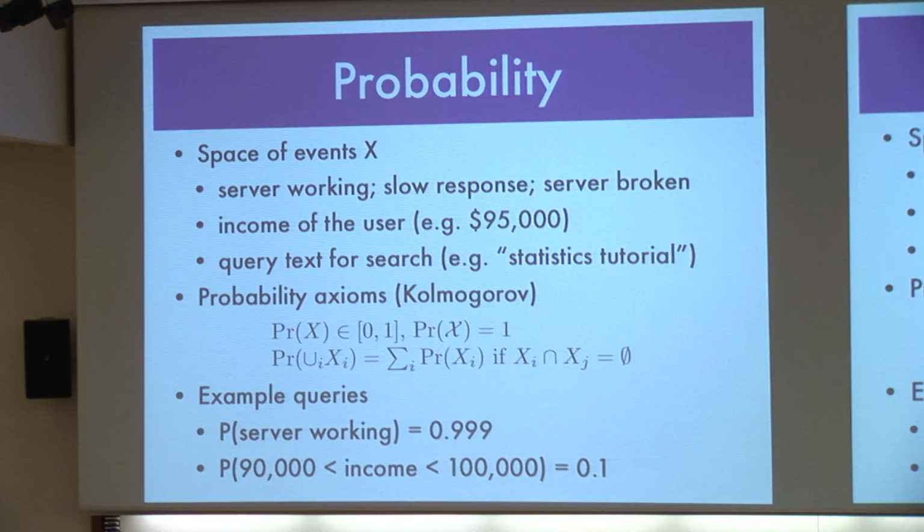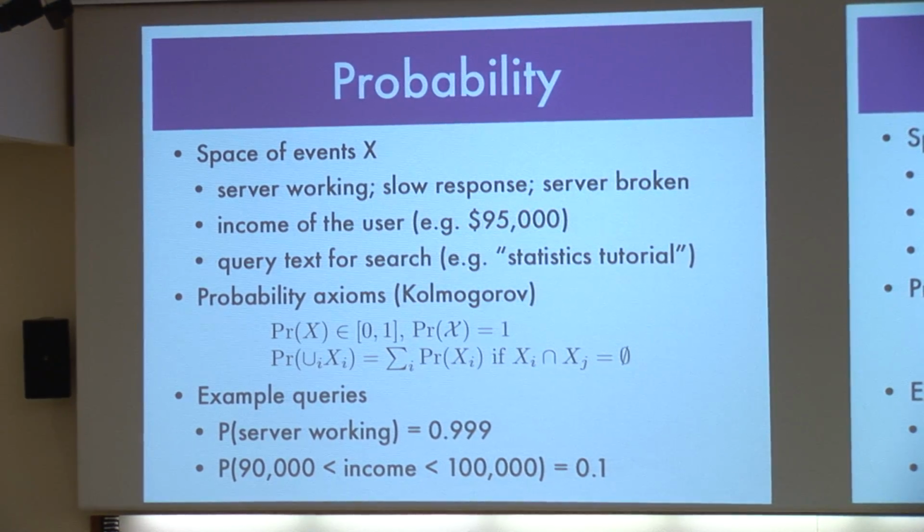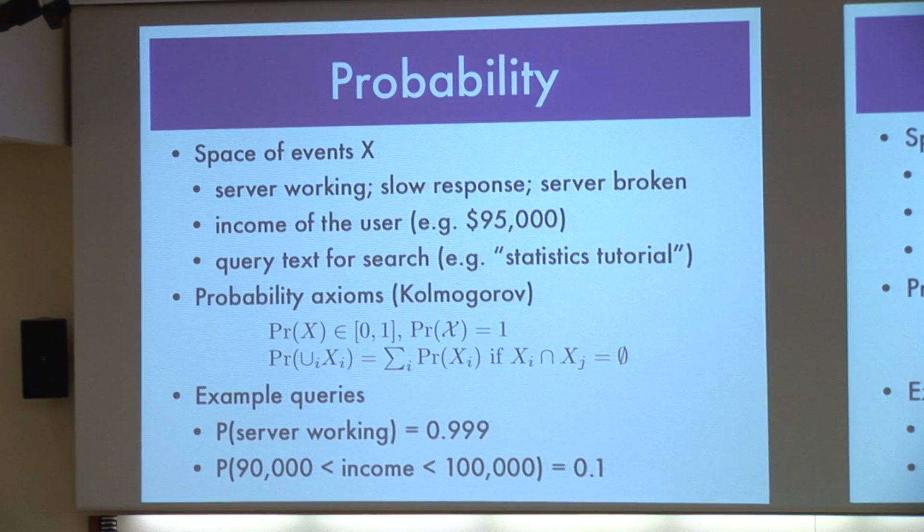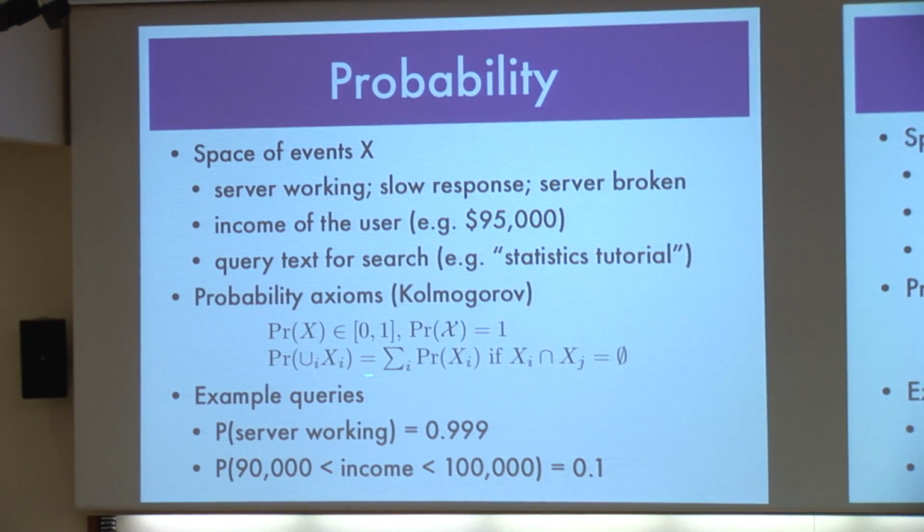Okay, you have a space of events. You have the probability axioms: the probability that something happened is bounded between 0 and 1, and the probability that something happens is exactly 1. If I have disjoint sets, then the probabilities of each of those events can be summed up, right? And you can get things like, well, the probability of a server working is 99.9%.